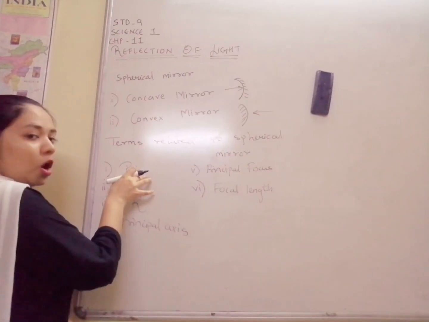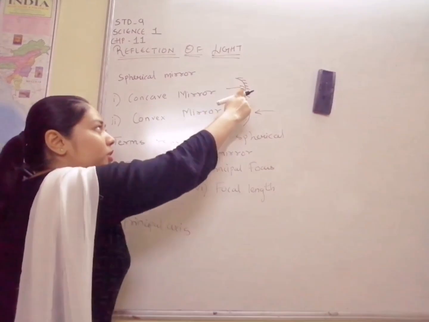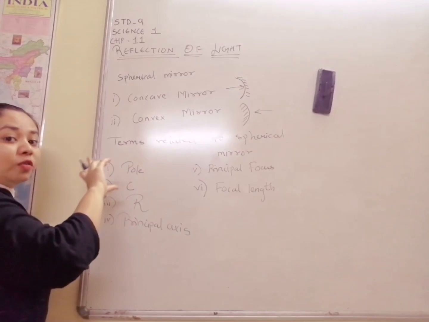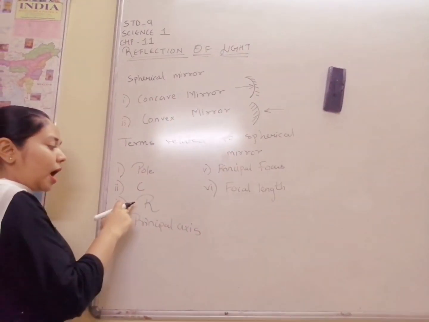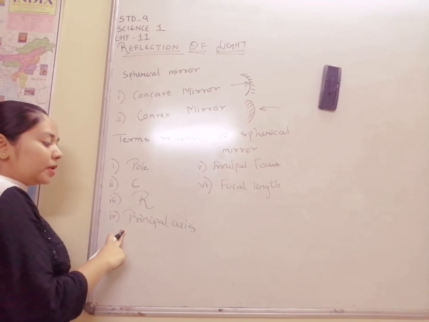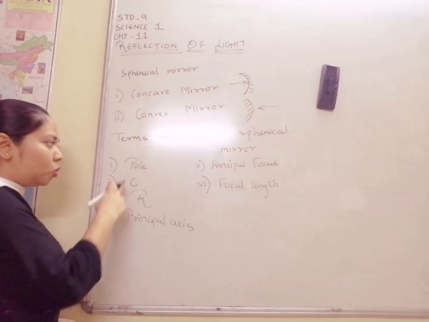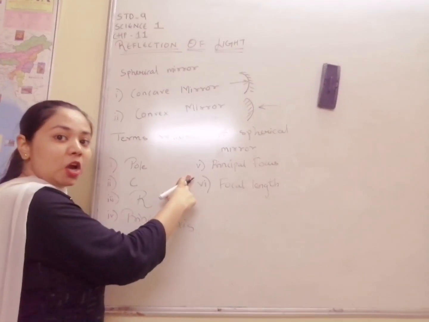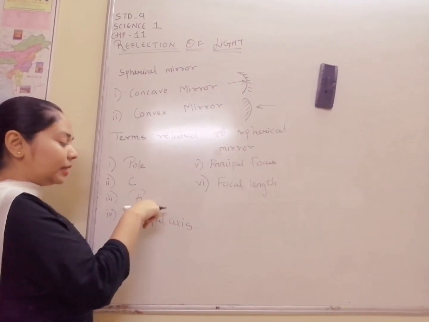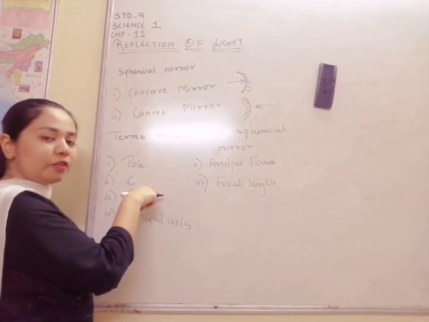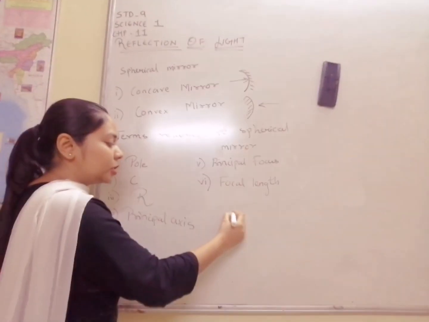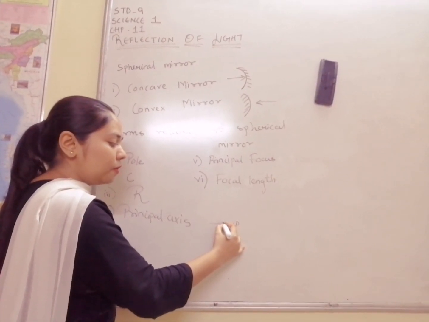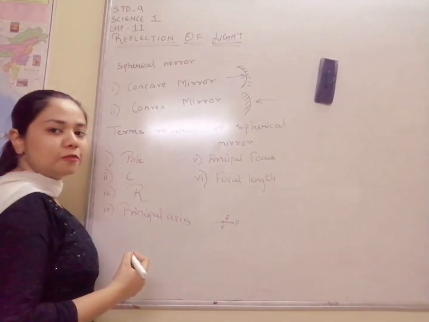Pole was the center of the arc of the concave mirror or the convex mirror. C was the center of curvature through which we can draw the whole circle. R was the radius of that circle. Principal axis is an axis which passes through pole and the center of curvature. Principal focus is a point which is the midpoint of pole and the center of curvature. Focal length was the distance between the pole and the focal point, principal focus. This was our small f, that is focal length.